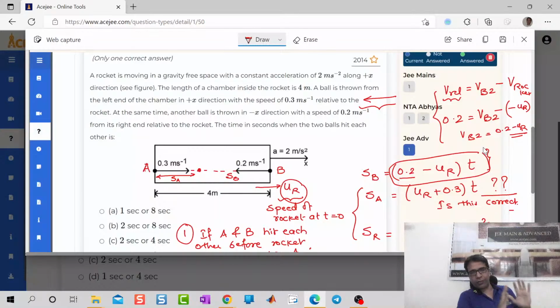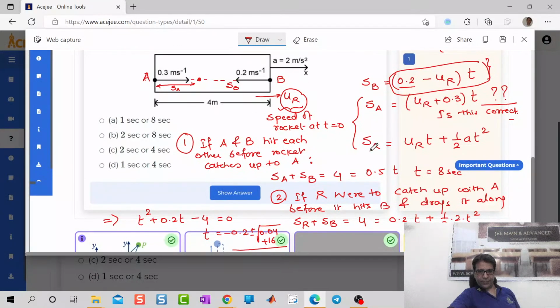Yes, then A is out of the picture now. Now you're trying to figure out how long it will take for ball B, the second ball, to hit the left wall of the rocket. So if you do that, you write your equations as SR. Let's say the rocket's left wall has moved a distance of SR towards the right, and ball B has moved SB distance towards the left. Their sum should be 4. So if you do that, you will get the answer as close to 2 seconds.